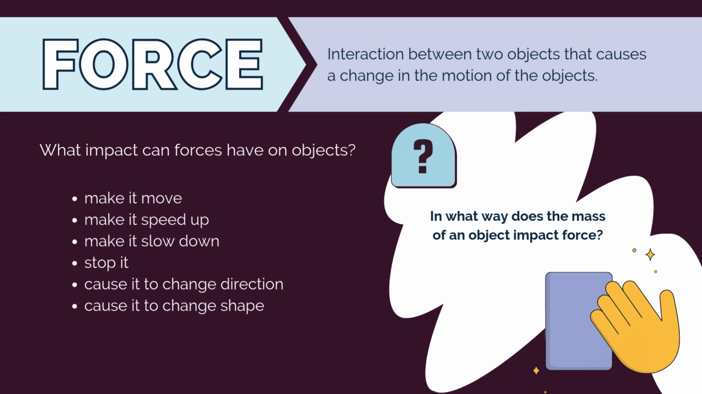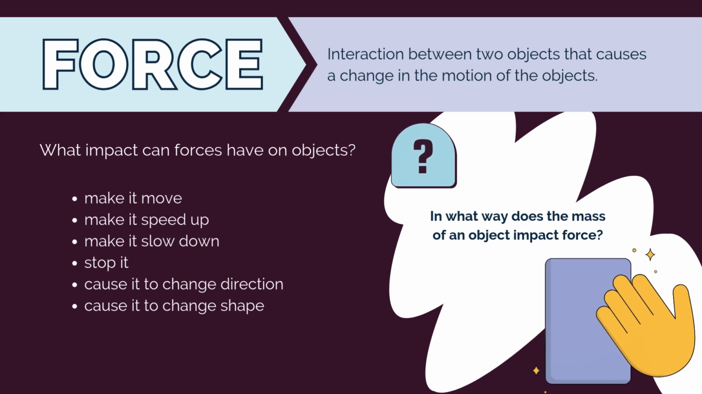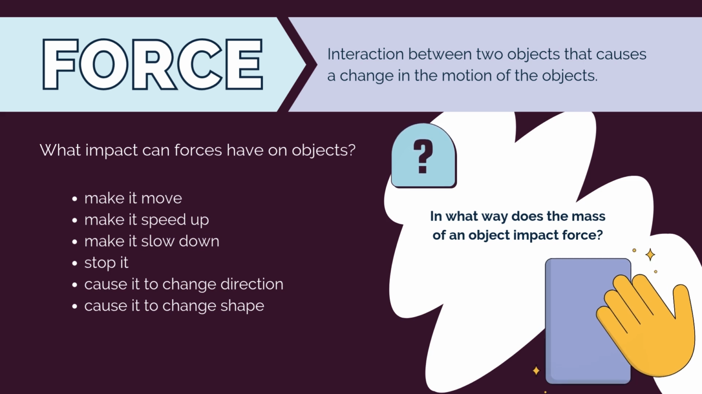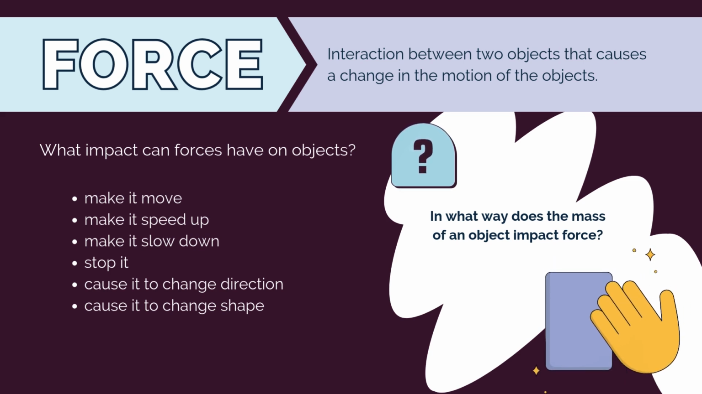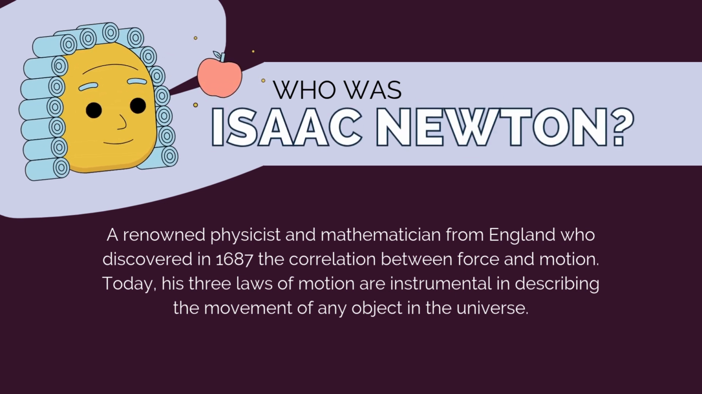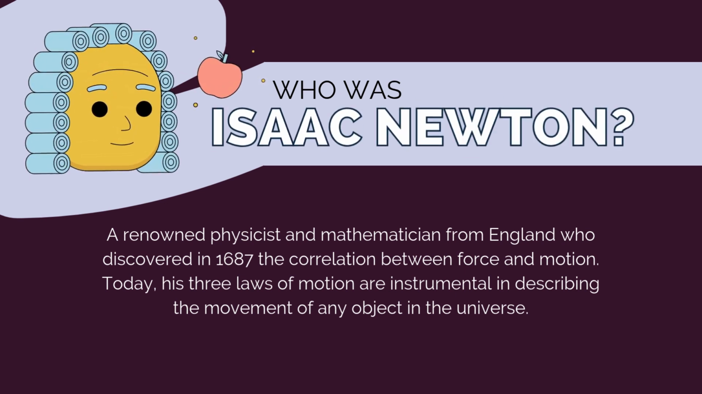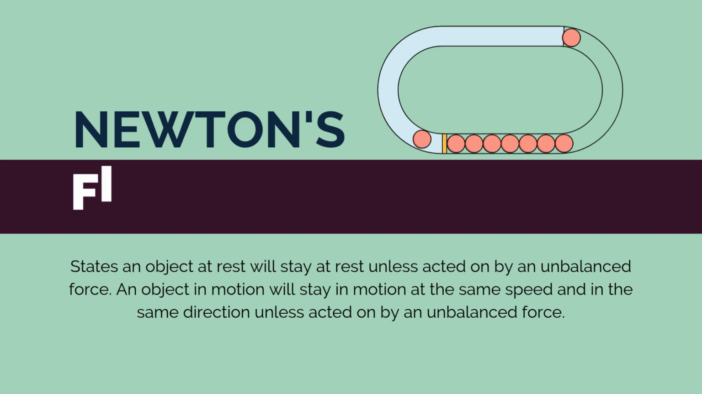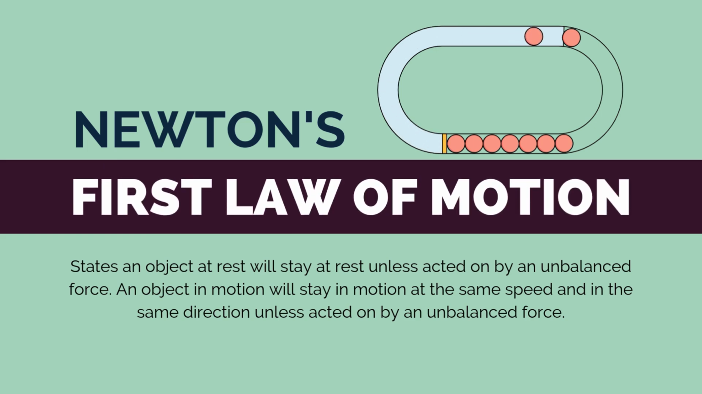But how does mass affect force? Well, heavier objects need more force to move or stop, while lighter ones react more easily. To better understand motion, we must discuss Sir Isaac Newton, the legendary physicist and mathematician who, in 1687, formulated the three laws of motion. His first law, also known as the law of inertia, says that an object at rest stays at rest, and an object in motion stays in motion unless acted upon by an unbalanced force.